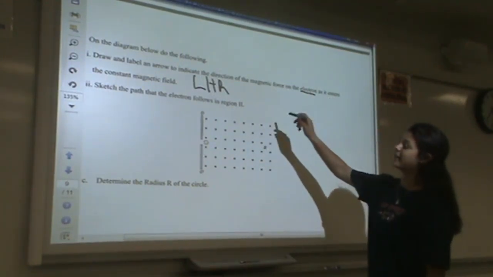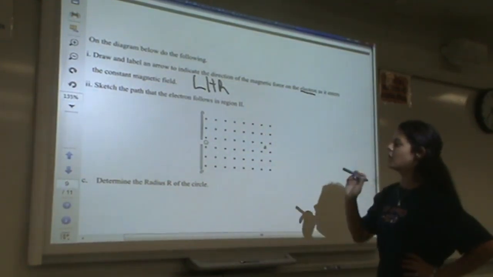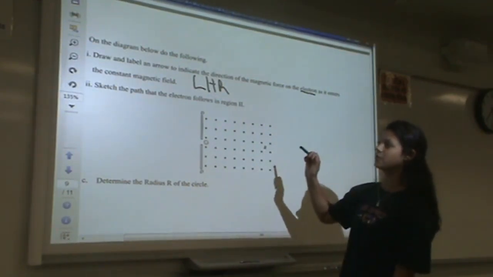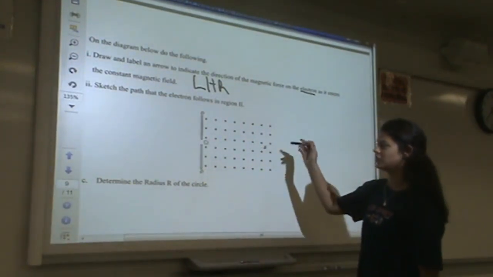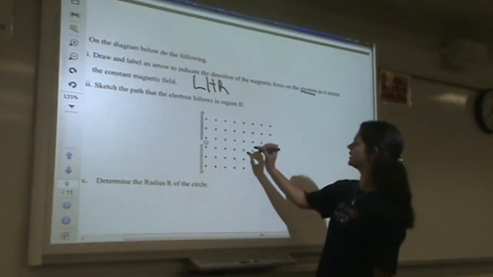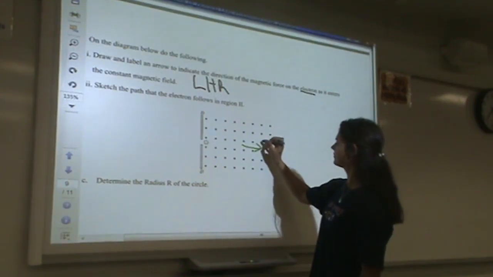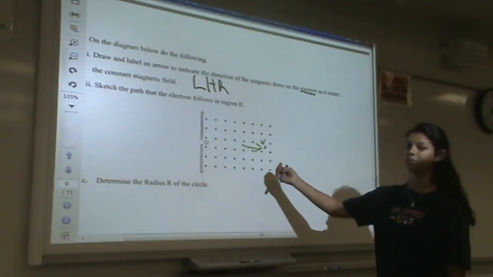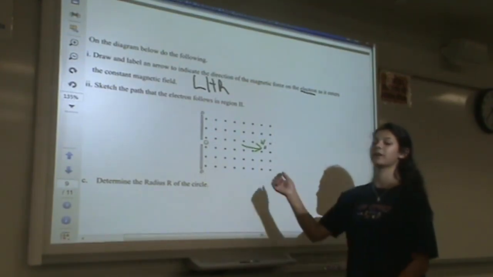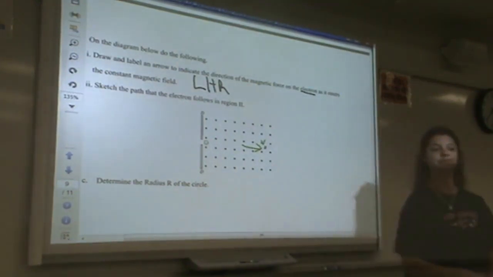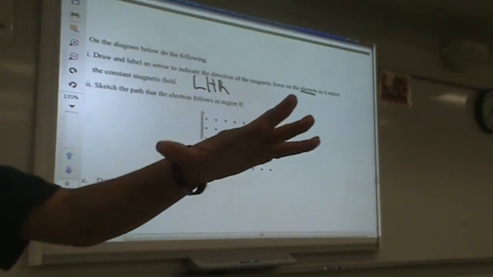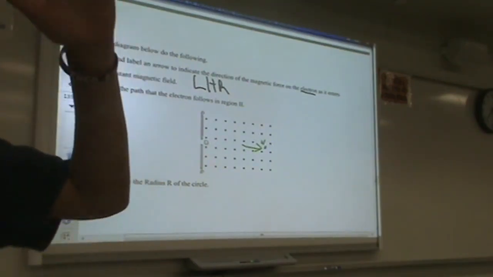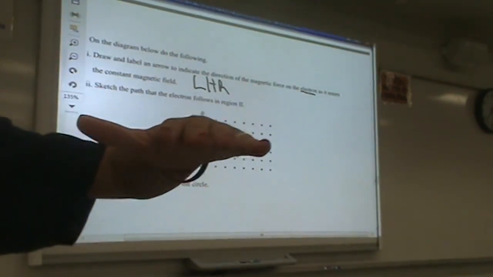Next, so we can find the arrows and indicate the direction, we have to figure out which way velocity is going. Since the electron moved from region 1 to region 2 towards the right, velocity is going towards the right. And since our magnetic field has a circle, that means it is going out of the page. Okay, so we need to take our left hand. Magnetic field is going out of the page, so now our fingers are going to be pointing out.